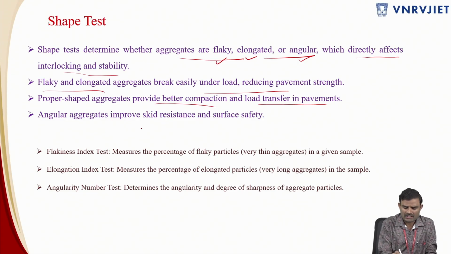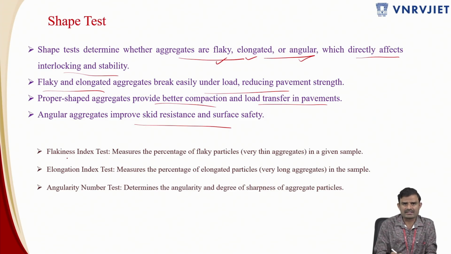Angular aggregate particles are going to improve skid resistance and surface safety, whereas the rounded aggregate particles or spherical particles are going to increase the workability. So if workability is the main concern, then you are going to use rounded aggregate particles, or if interlocking is your main criterion, then you are going to use angular particles.